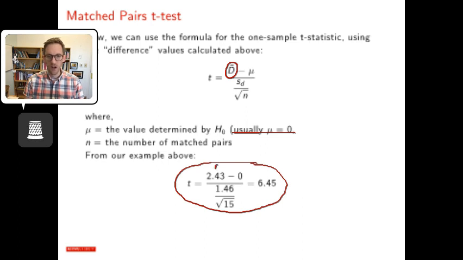2.43, we found that was d bar. We subtract 0, which is the expectation that there's no difference. The standard deviation of the difference was 1.46, and I gave you that, over the square root of the sample size, or 15 matched pairs. And then you get a t value of 6.45.